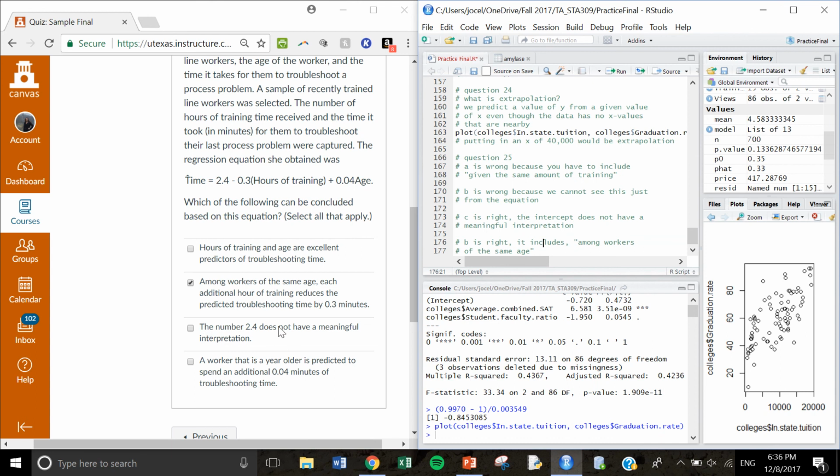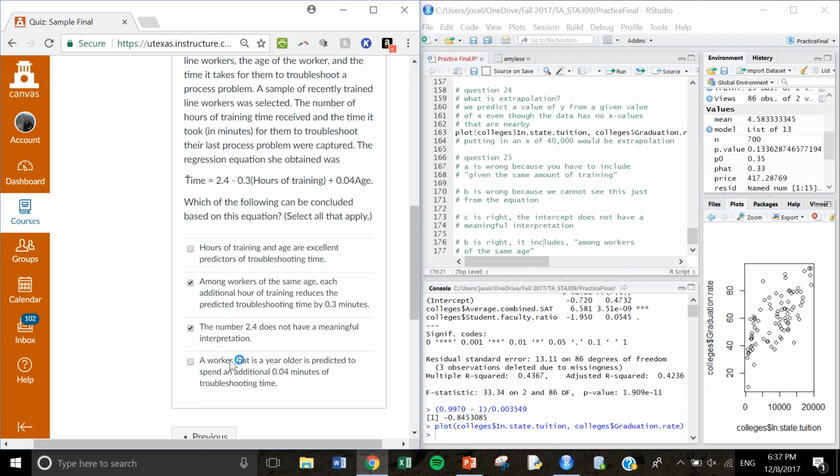C, the number 2.4 does not have a meaningful interpretation. This is our y-intercept. That means if I plugged in 0 and 0, I would get 2.4. So a person of 0 age with 0 hours of training, it would take 2.4 minutes for them to troubleshoot. That does not have a meaningful interpretation because that does not exist. So C is right: 2.4 does not have a meaningful interpretation because no one has a 0 age and 0 hours of training and can troubleshoot in 2.4 minutes. That's not true.